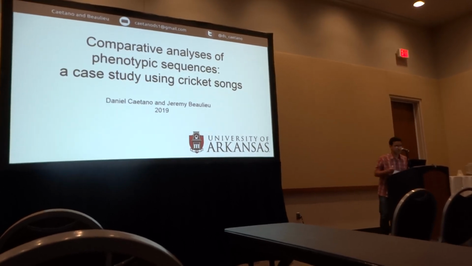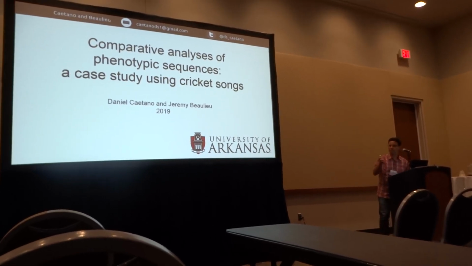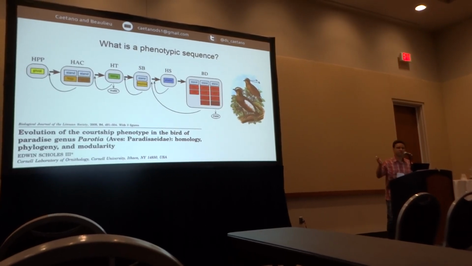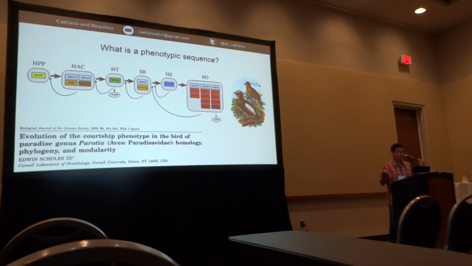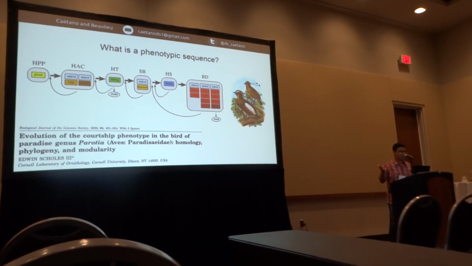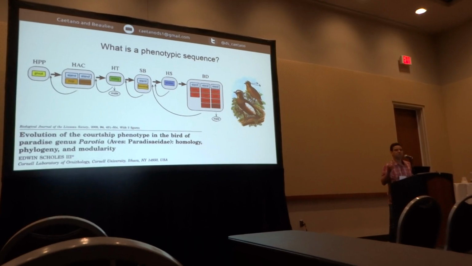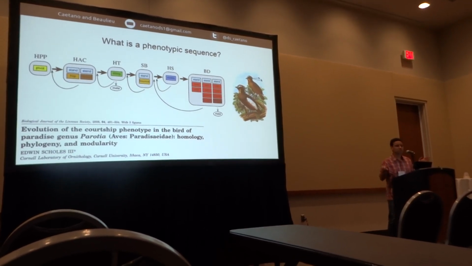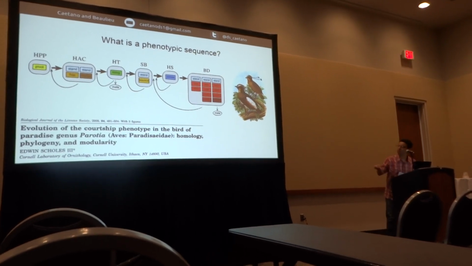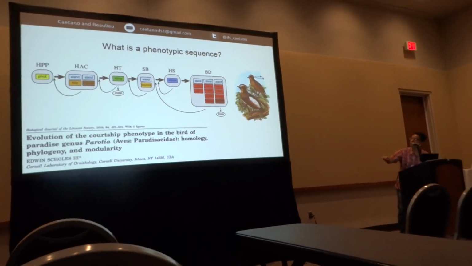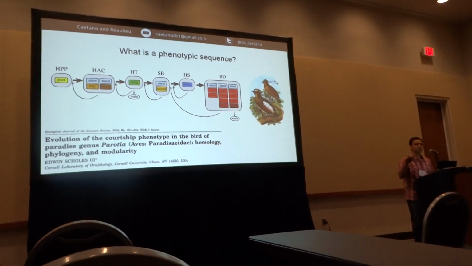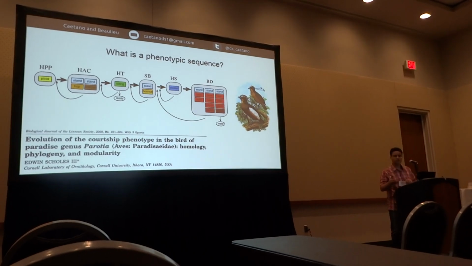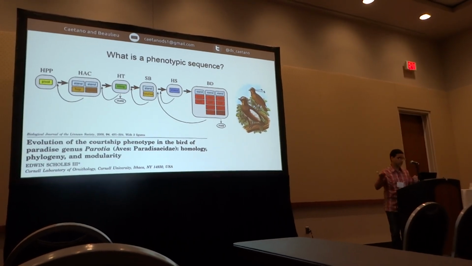So hello, my name is Daniel, and today we're going to talk about comparative analysis of phenotypic sequences. I just want to start by describing what a phenotypic sequence is. This is an example that I like a lot, which is courtship displays in birds of paradise. The idea is that we have behavior varying over time, and this is discretized. Each one of these boxes are modules, and within them we have different units of behavior. So we have a phenotype with different states that varies in a gradient of time.